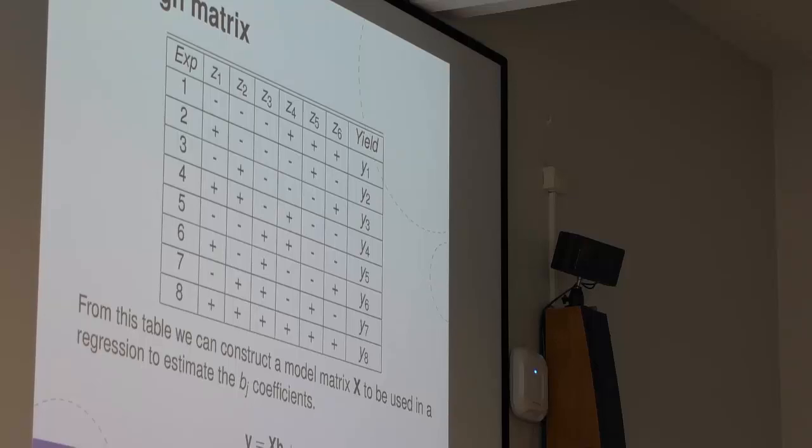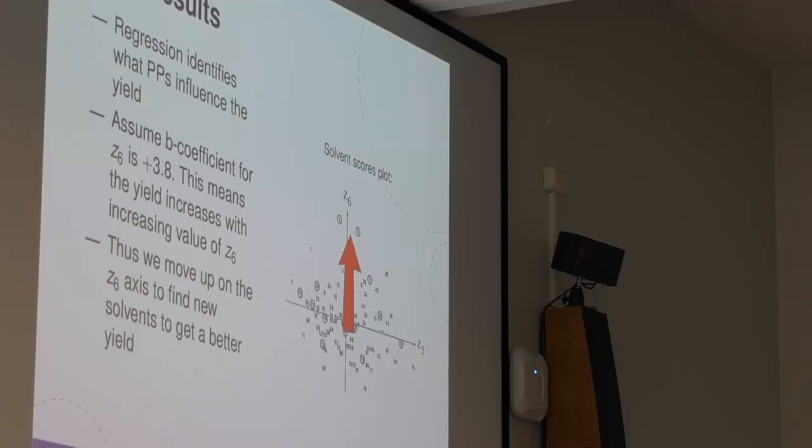So how can we use this in terms of chemistry? That brings me to almost the end of my presentation. Assuming now we have the result from regression, it could be multiple linear regression or partial least squares regression.